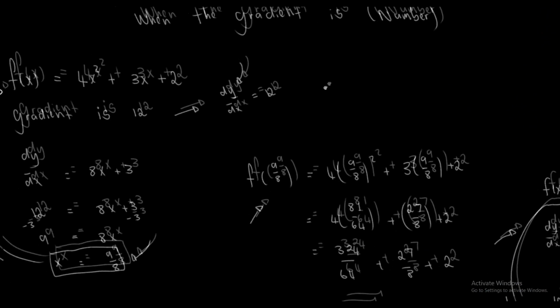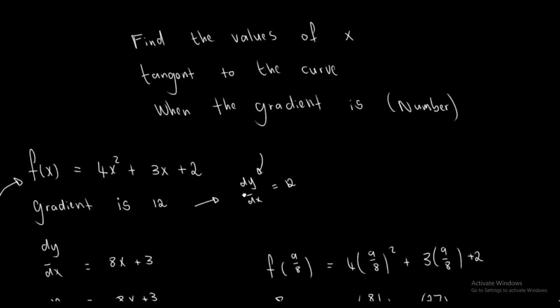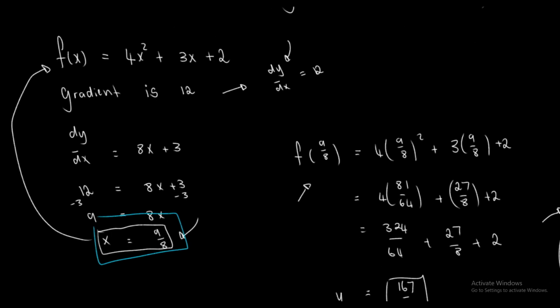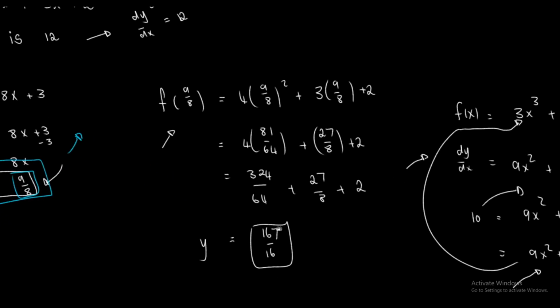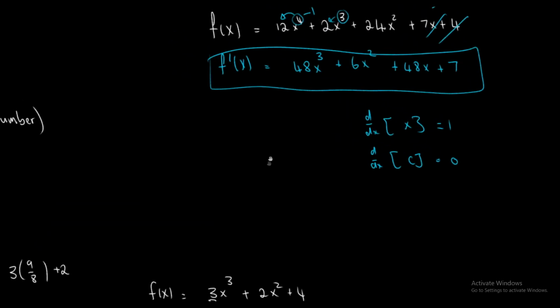Let's just quickly review. So your final answer for this equation would be, what was the question? Find the value of x tangent to the curve. So you found the value of x, so that would be your final answer. But if they say state the x and y coordinates, you have to substitute this back into your original equation, which I did over here. And for these types of equations, that's just two x values.